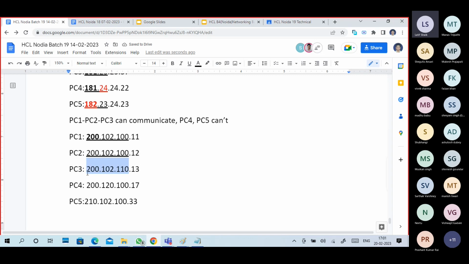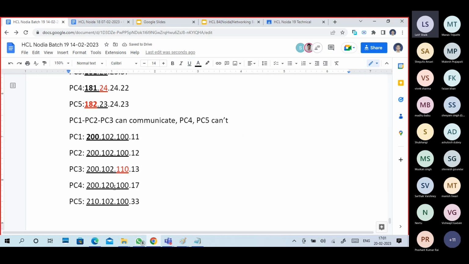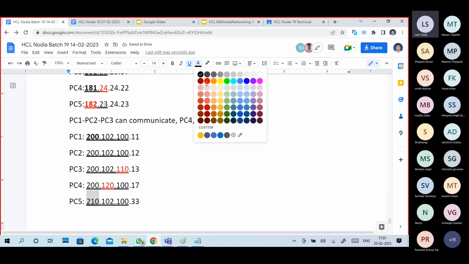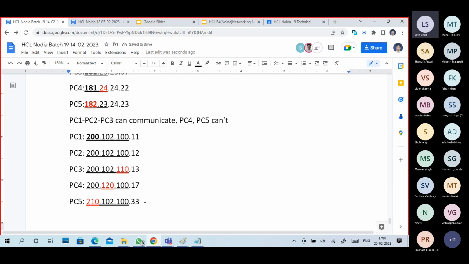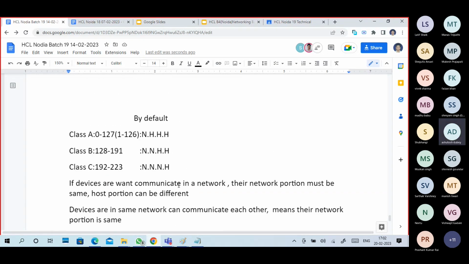So if you look at this, this is all the network portion because it is a class C. Compare the network portions. This network portion is good, but here it is different from the others. It means it cannot communicate with PC1 and PC2. In this octet, again it is different from the others. If any one octet is different in the network portion, it is a different network only. So PC1, PC2 can communicate. PC3, PC4, you guys, understand which device can communicate, how to check network and host portions? Yes, sir. Yes, sir.